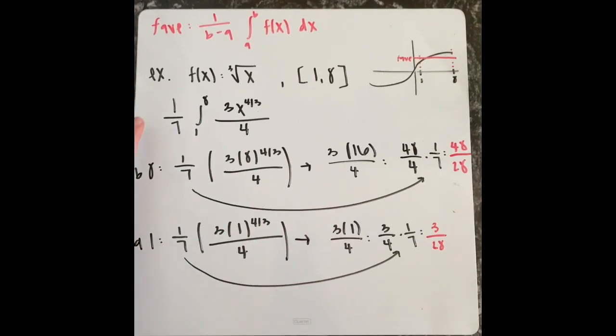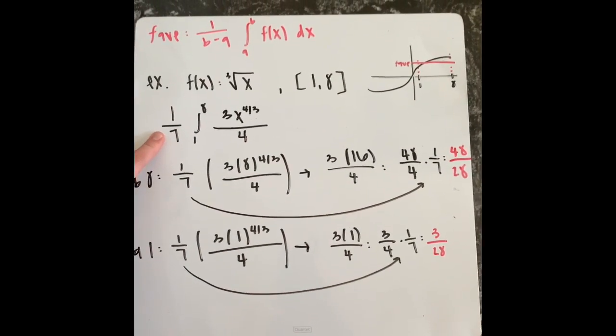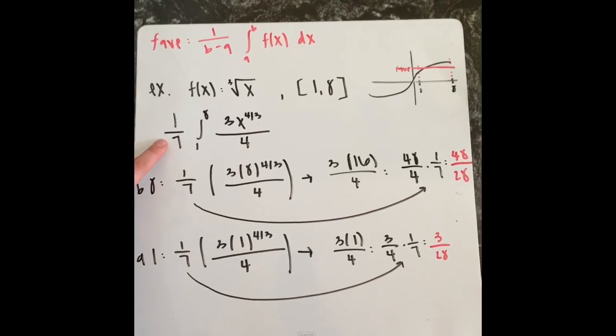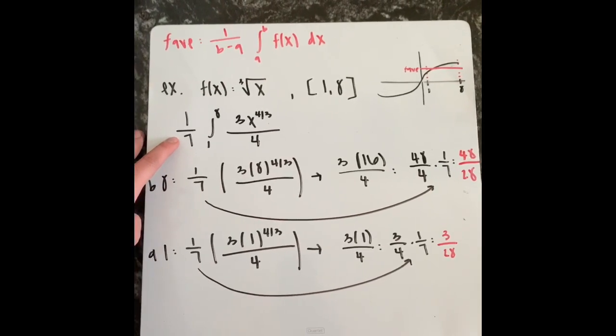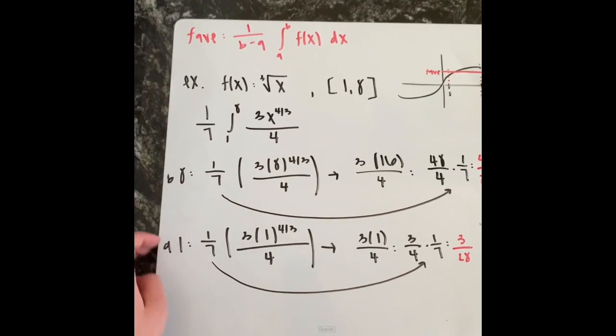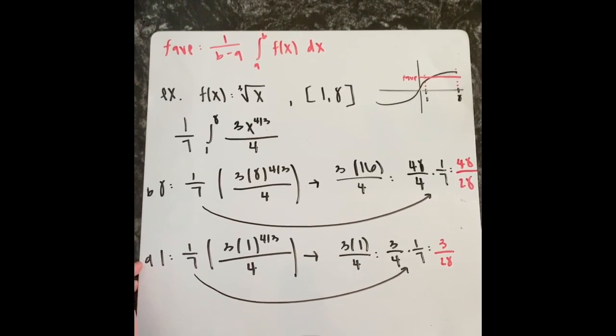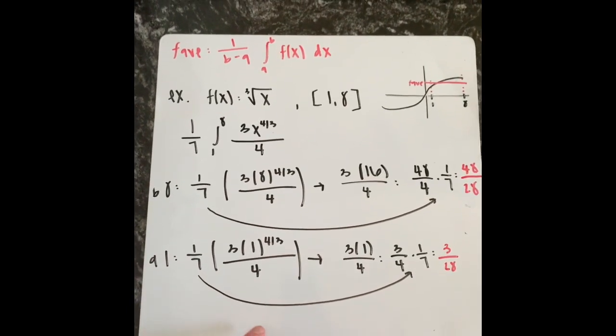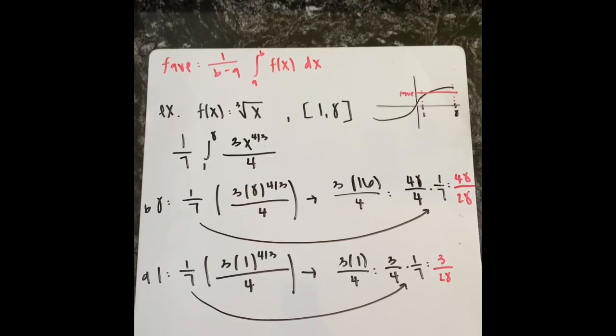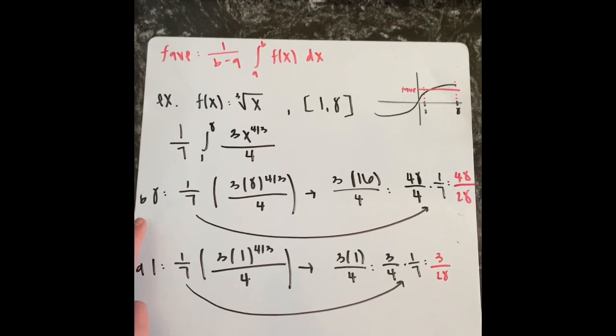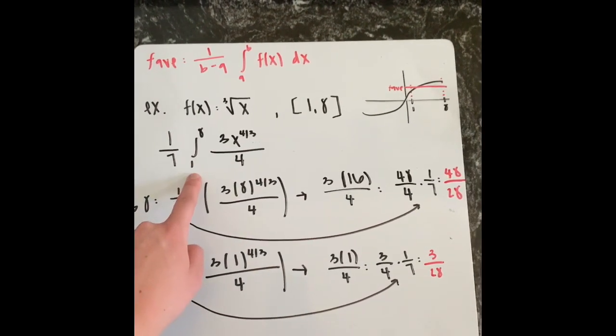Okay, so all I've done so far is plug back in the equation that we just found, that was written in red right here. So our next step is we're going to plug in b, and then we're going to plug in a, and the answers that we get for each of them we're going to subtract, and that will give us our function average. So we're going to start by plugging in 8 to our original function.